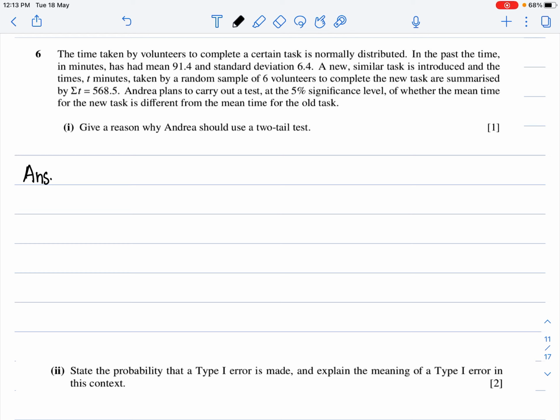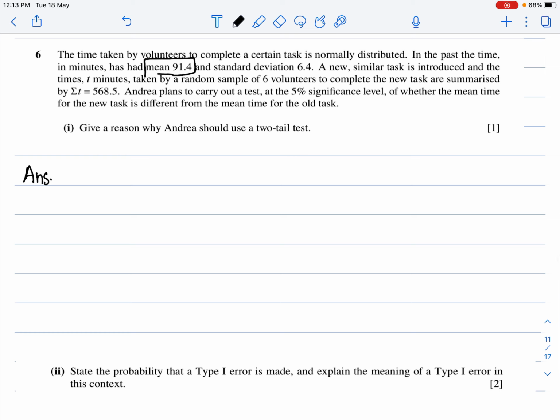This is the sixth question of the paper. The time taken by volunteers to complete a certain task is normally distributed. In the past, the time in minutes has had a mean of 91.4. So, this is my mean. The standard deviation is 6.4.